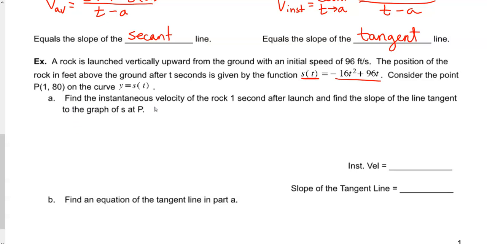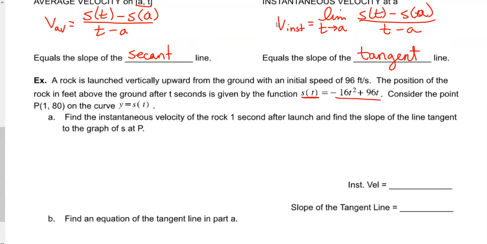Now, we are asked to find the instantaneous velocity of the rock 1 second after we launch, and find the slope of the tangent line to the graph of S at P. So if I'm going to find the instantaneous velocity, I'm going to use this formula right here, okay? The instantaneous velocity is going to be found by taking the limit as t goes to, now where are we looking? We're looking around 1 second. So as t goes to 1, our a value is 1 here. This is a, okay? So we're going to go S of t minus S of 1 all over t minus 1. I just started that to get you set.